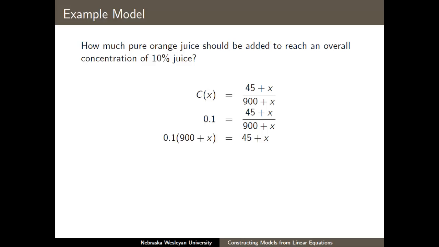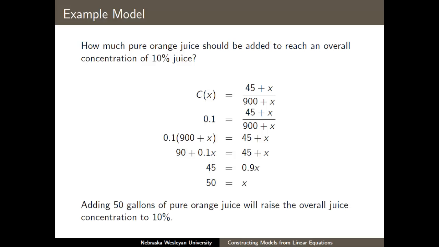That cancels the 900 plus x on the right side, and then I have a factor of 900 plus x on the left-hand side. If I distribute the 0.1 across, now I have 90 plus 0.1x on the left-hand side. And now I just have two linear equations. Now I can gather all x terms on the right-hand side, gather all numerical terms on the left-hand side, and then divide to find that x should be 50 gallons.